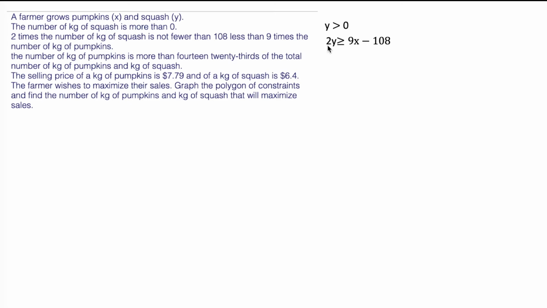I want to get the y alone so we can graph this. So I'm going to divide both sides by 2. And so the y is greater than or equal to 9/2 x minus 54. And this is our equation. We're going to keep that.